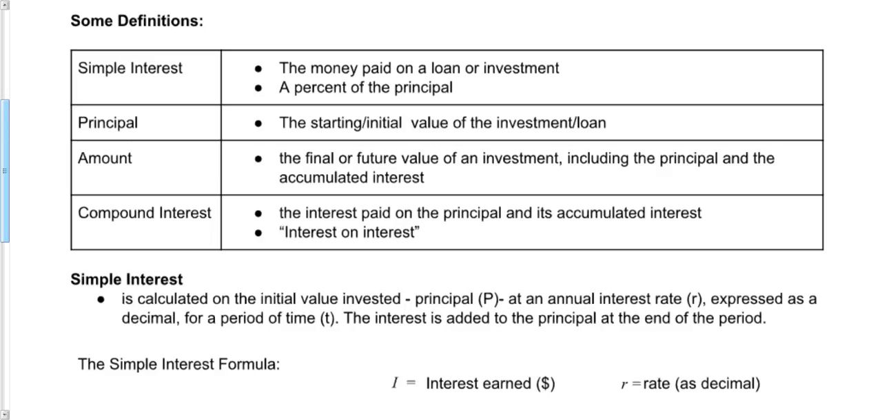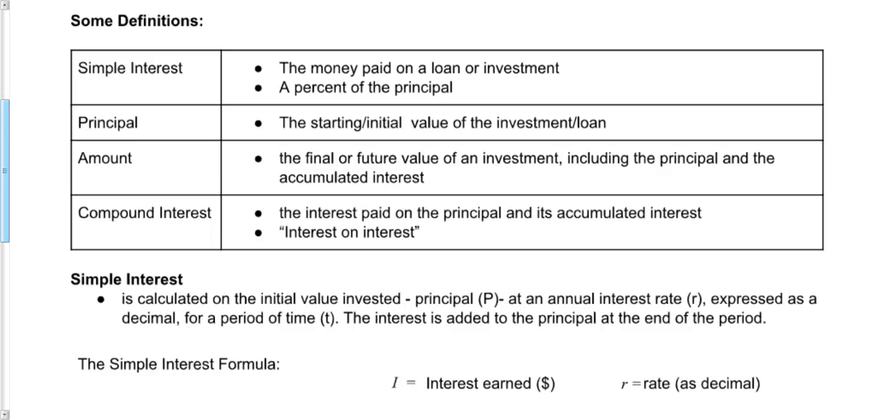The amount is always the final or the future value of an investment. Okay, and so that future value is going to include both the money that you started to invest or borrowed, and that's your principal, plus any accumulated interest that you happen to have earned.